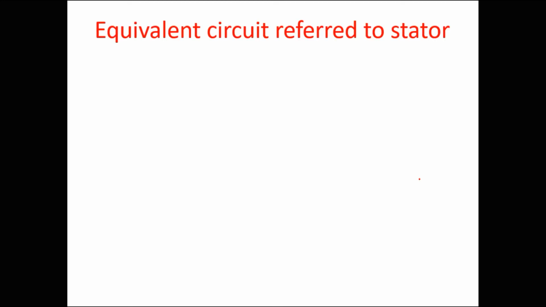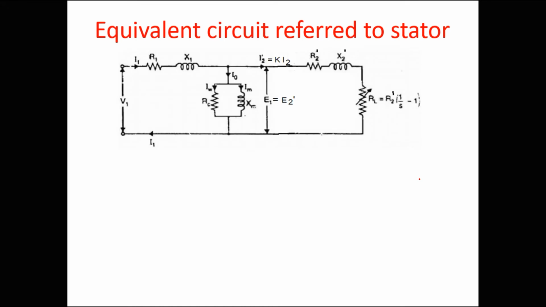Now we are going to combine these two windings, so we can remove the core linkage. After removing the core linkage, we are bringing the rotor side to the stator, so we name that circuit as referred to stator. Once we bring the rotor parameters to the stator, we have to represent them using a prime, that is R2 dash, X2 dash, I2 dash, E2 dash, like that.